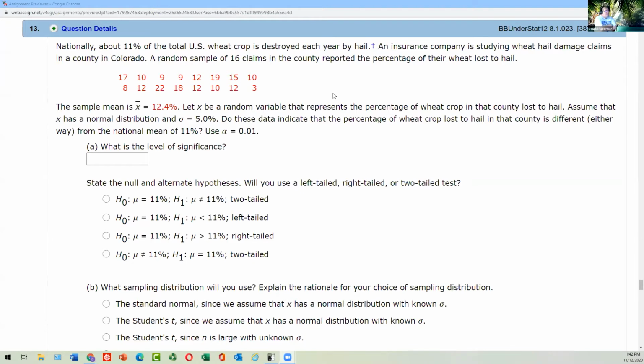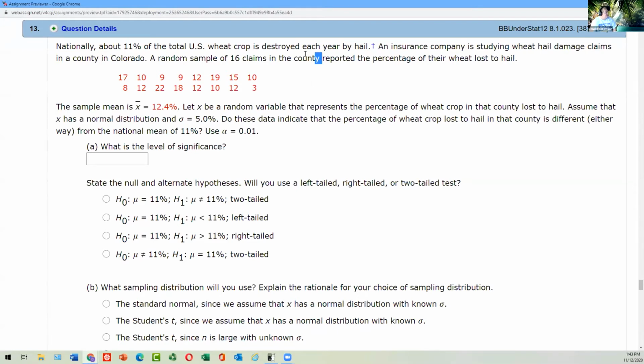That's unfortunate. An insurance company is studying wheat hail damage claims in a county in Colorado. So a random sample of 16 claims in the county reported the percentage of their wheat lost to hail. And so you can see that one farm lost 17% and another farm lost 3%.